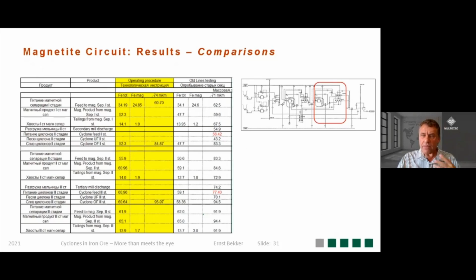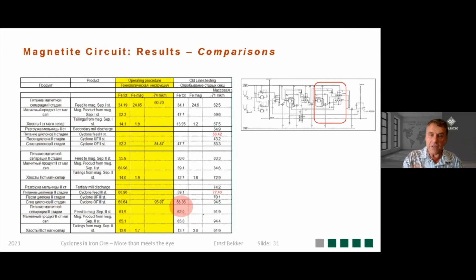Following this, we went back to the data and looked at the old circuit and compared it to the new circuit. So the old circuit is the white area, yellow is the new circuit. You've got your first section here, your primary stage. Then you've got your secondary cyclones. There's the tertiary cyclones, and then you've got your secondary magseps and tertiary magseps. Now that is just to give you an idea of how this information is laid out.